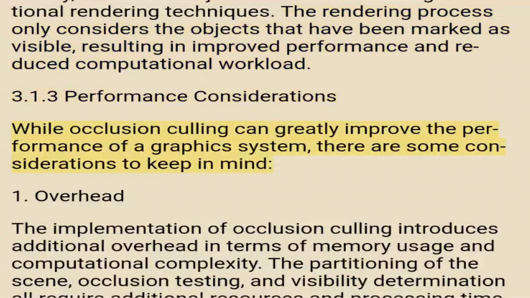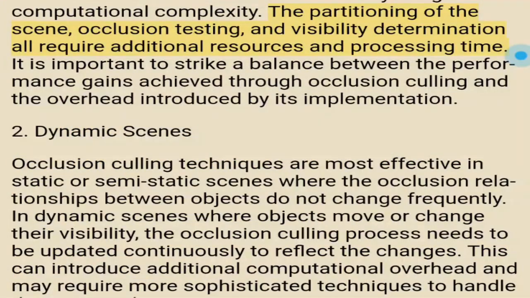3.1.3 Performance considerations. While occlusion culling can greatly improve the performance of a graphics system, there are some considerations to keep in mind. 1. Overhead. The implementation of occlusion culling introduces additional overhead in terms of memory usage and computational complexity. The partitioning of the scene, occlusion testing, and visibility determination all require additional resources and processing time. It is important to strike a balance between the performance gains achieved through occlusion culling and the overhead introduced by its implementation.